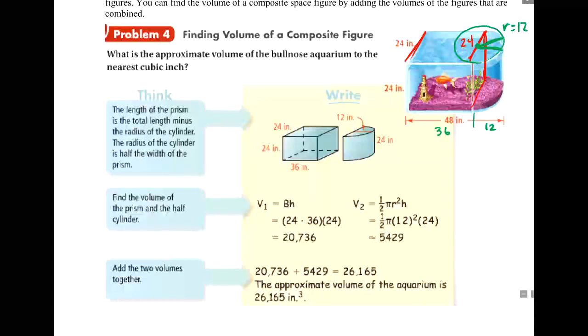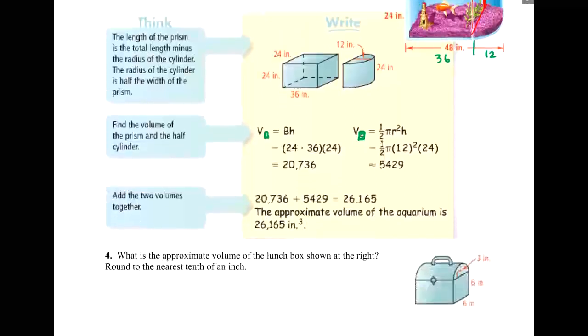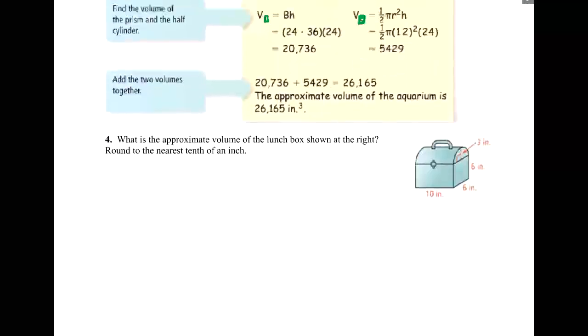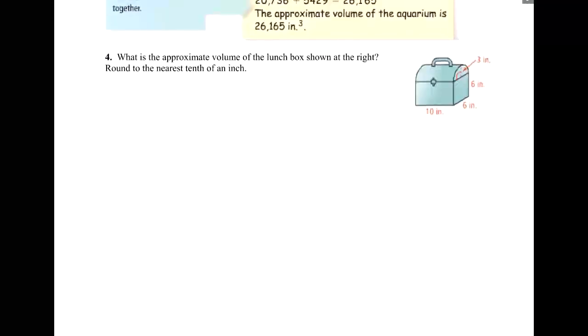So I break it up into 2 separate figures. I find the volume of my rectangular prism and the volume of my cylinder, and I do 1/2 of the volume of my cylinder, because that's all there is. Add them together, and we get the volume of the aquarium. How much water do we need to pour into it? All right, pause the video and try the last example.